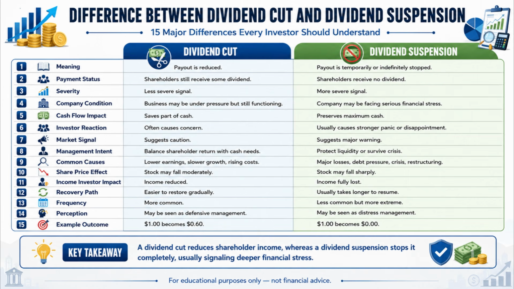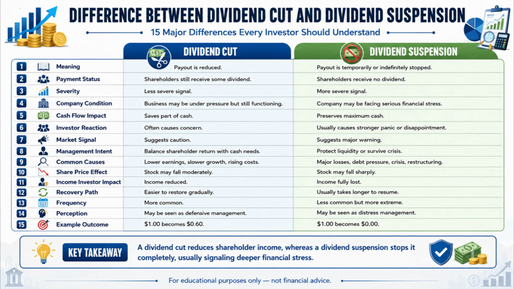Number 13. A dividend cut is more common in the market, whereas a dividend suspension is less common but much more extreme. Number 14. A dividend cut may be viewed as defensive management, whereas a dividend suspension may be viewed as distress management. Number 15. For example, if a $1 dividend is cut, it may become 60 cents, whereas if it is suspended, that $1 dividend becomes zero.